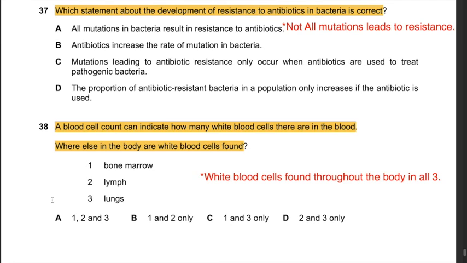So option D is correct, as antibiotic resistant bacteria in a population will increase only if the antibiotic is being used. If the antibiotic is not being used, there cannot be any resistance being developed, as no bacteria come in contact with the antibiotic. Therefore, there cannot be any selection process, and hence the antibiotic resistant bacteria do not occur. Therefore, the answer is D.